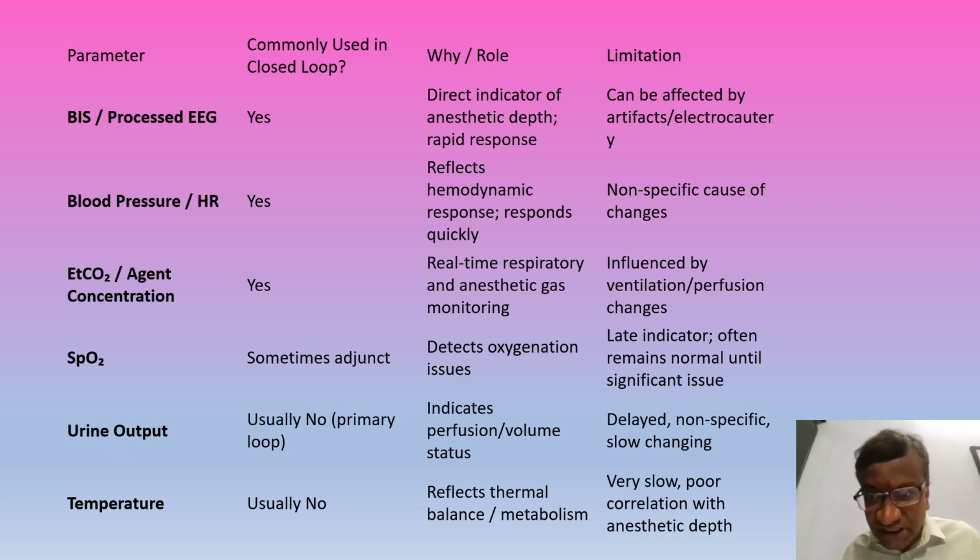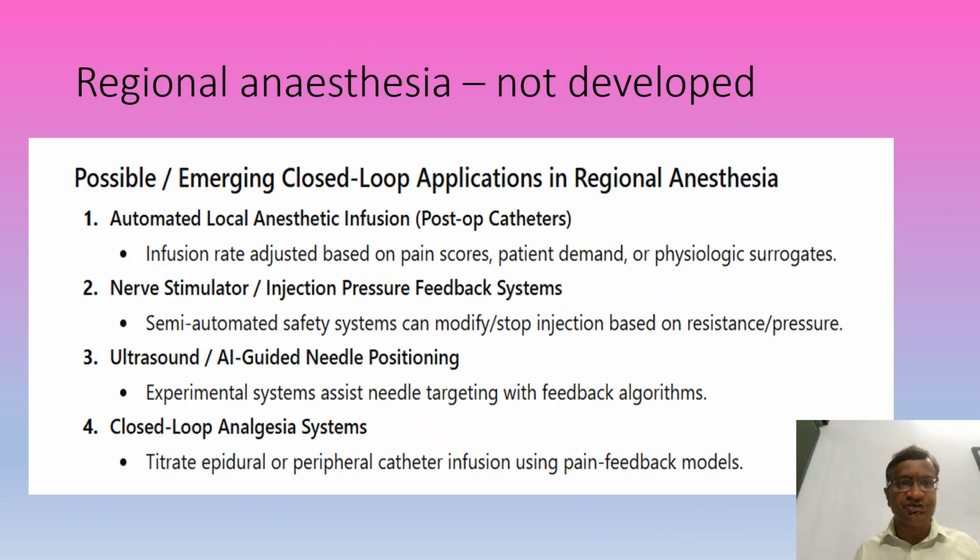Temperature: no. It reflects thermal balance, with poor correlation with anesthetic depth. But temperature can cause problems in anesthetic depth, and can cause problems in neuromuscular blockade and recovery. This temperature cannot be integrated with closed loops. Regional anesthesia is not developed at all. Can you give spinal, how to integrate, can you give epidural? These things are completely not under the closed loop so far.